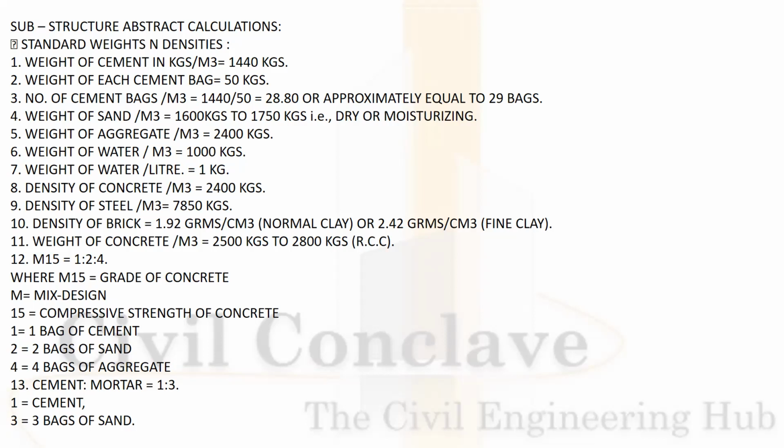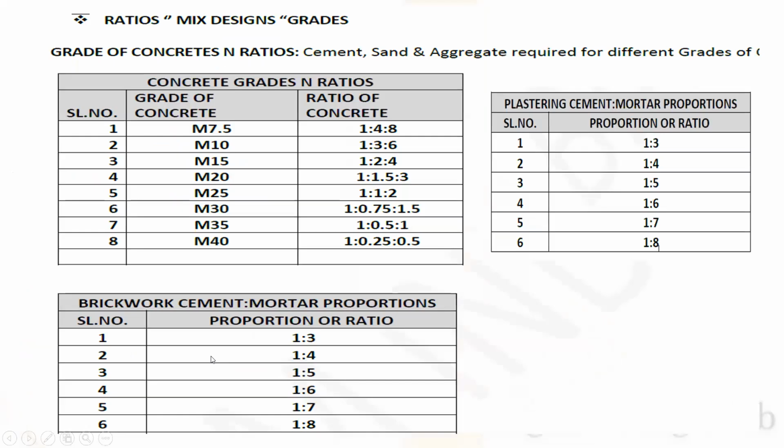M15 is 1:2:4, where M15 is the mix design, that is 1 bag of cement, 2 bags of sand, 4 bags of aggregate. Cement mortar is 1:3, that is 1 bag of cement and 3 bags of sand.